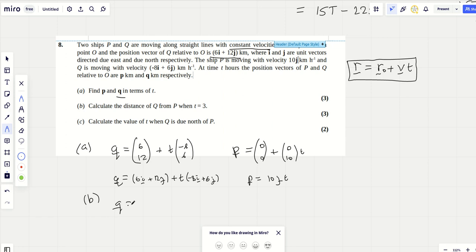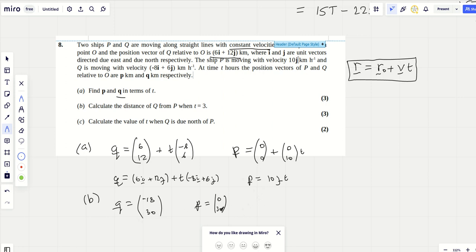Where is Q? Yeah, Q is going to be at, and this is what I mean, I can't read that, but this I can just say t is 3, 6 minus 24 is minus 18, and then 12 plus 18 is 30. Done. Okay, right, where's P? Set t equal to 3, 0, 30. Yeah, find the distance between them.